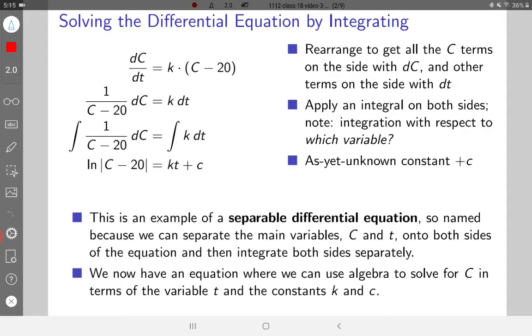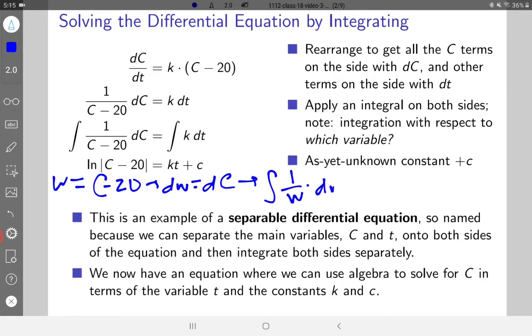On the left side, to evaluate that integral, I would apply the substitution method, making w equal C minus 20. So its derivative dw is exactly 1 dC. So I can rewrite that integral as the integral of 1 over w dw, and that's exactly natural log of w, and that's where this antiderivative is coming from. You could also verify that by taking a derivative of the natural log of C minus 20, and you get back exactly that integrand, the function in the integral above.